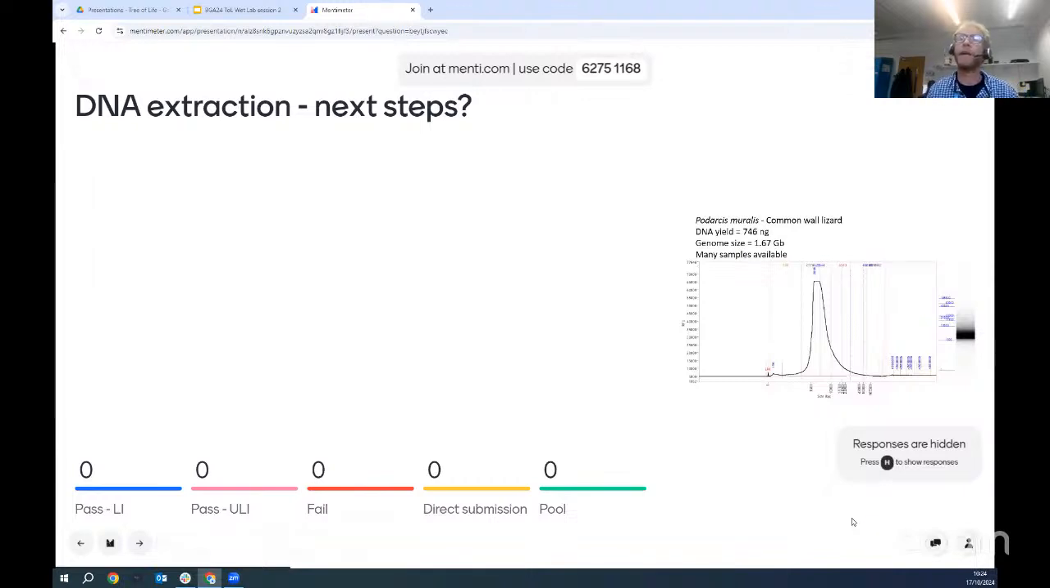So yeah, we have a lizard. The DNA yield is sitting at around 750 nanograms. The genome size is 1.67 gigabases, and we have lots of samples sitting in the freezer. How would you proceed with this sample? The average fragment size is something we also take into account here. The average fragment size of the DNA is 6,513 base pairs.